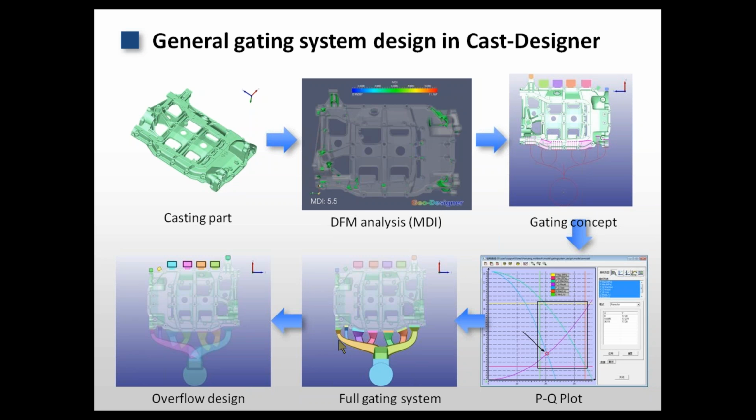You will like that the different gates and different runners are in different colors. And then finally you could just merge them together. And of course, you could add some overflows at the end of the filling area, like in this picture. So this is the full cycle of gating system design in CAST Designer.